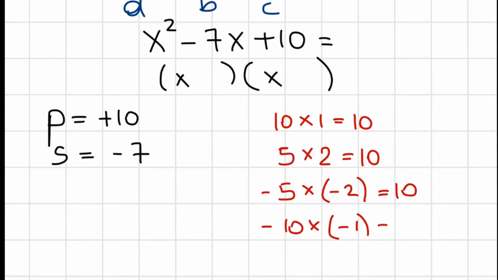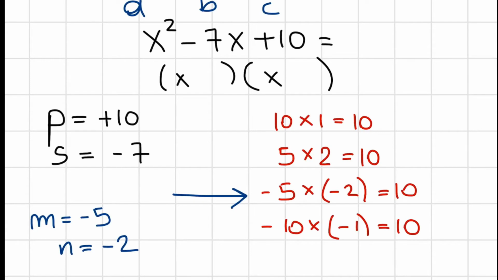Now look at each combination and tell me in which case the two numbers, if added, would give you minus 7. The only case in which they will give you minus 7 is minus 5 and minus 2. Therefore, m is equal to minus 5 and n is equal to minus 2. It doesn't matter if you exchange the order, so n being minus 5 or m being minus 2 doesn't change a thing. So now you can fill out your bracket, and you have factorized your quadratic.